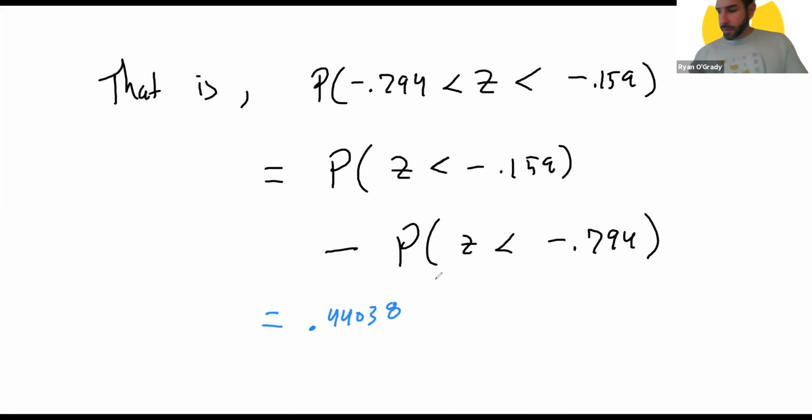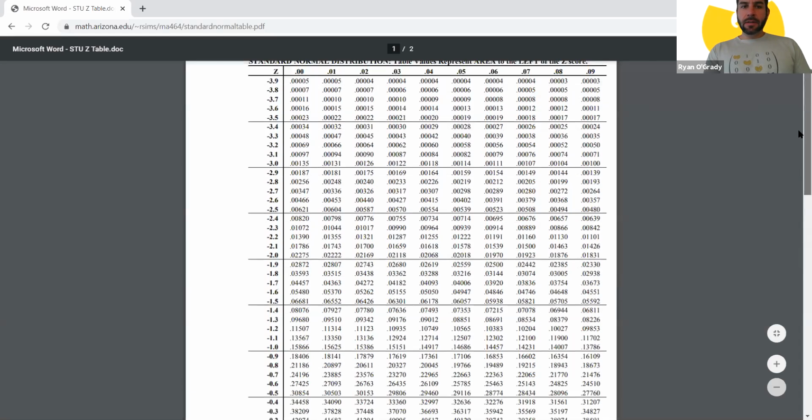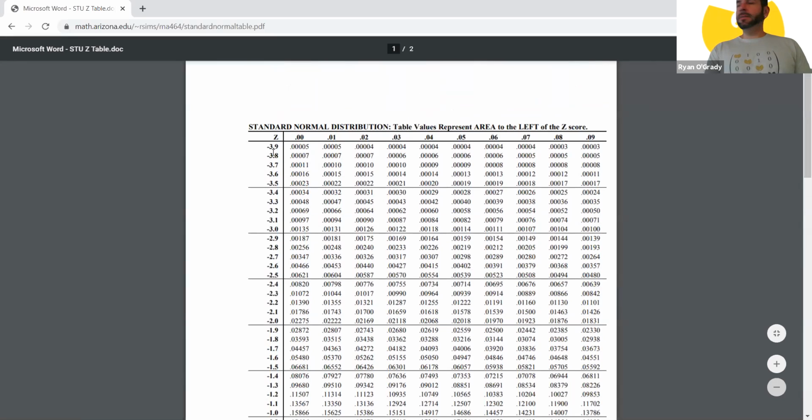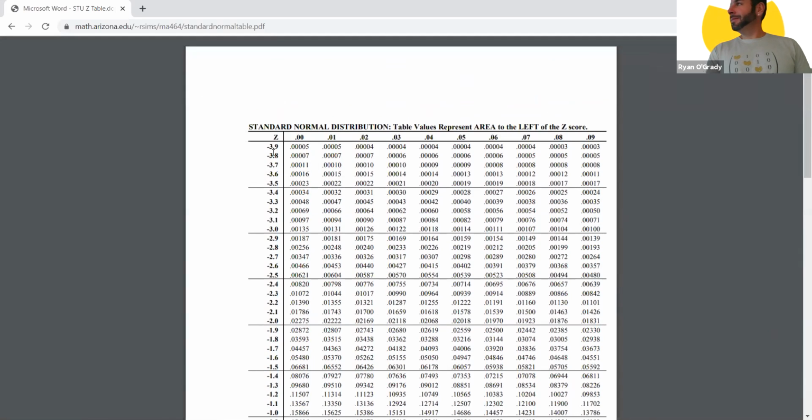All right, now I have to subtract off the next one. Well, the next one is Z less than negative 0.794. Now this is where your head's gonna hurt. So let's go back to our thing, and we need 0.7. Well, look, there ain't no 0.7. There's just not. By the way, let's look at the graph.